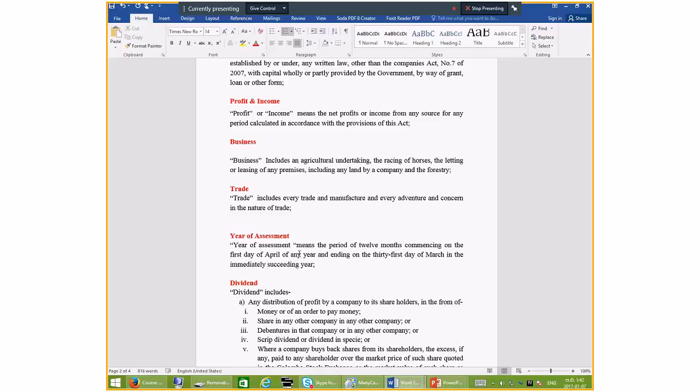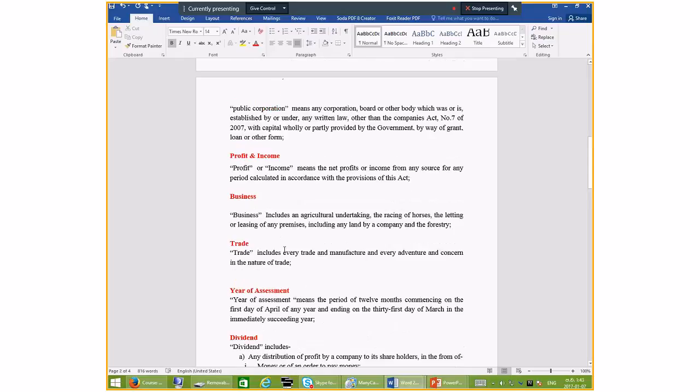Here again, some definitions start with the word "includes", but here you can easily find that year of assessment starts with the word "means". That means we can't include any other dates. Only a 12-month period, computed from the first day of April of the year and ending on the 31st day of March in the immediately succeeding year.